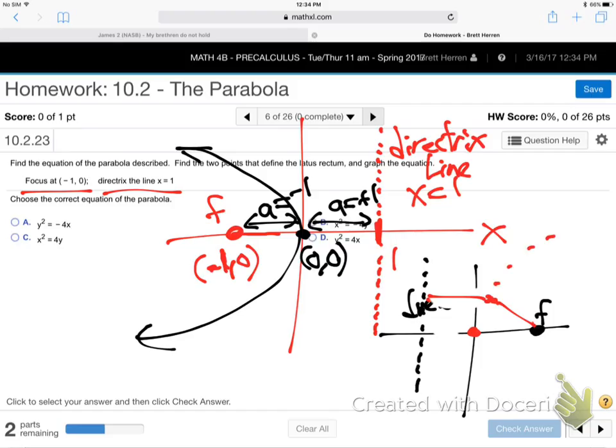And on and on and on you go. That's what a parabola is. The parabola is the set of all points that are equidistant, the same distance, from the directrix line and the focal point. They together generate the parabola.